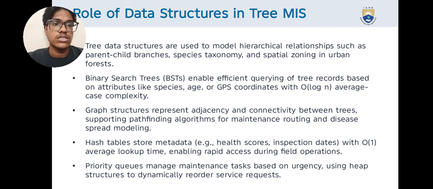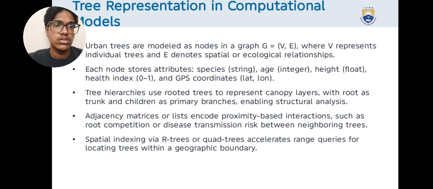Graph structures represent adjacency and connectivity between trees, supporting pathfinding algorithms for maintenance routing and disease spreading modeling. Hash tables store metadata, for example health scores and inspection data, with O(1) average lookup time, enabling rapid access during field operations. Priority queues manage maintenance tasks based on urgency, using heap structures to dynamically order service requests.